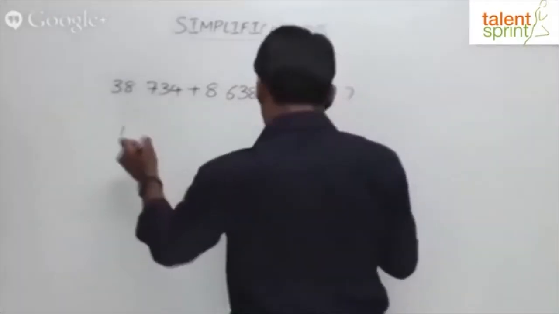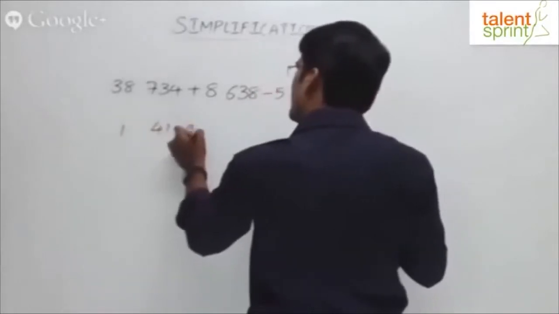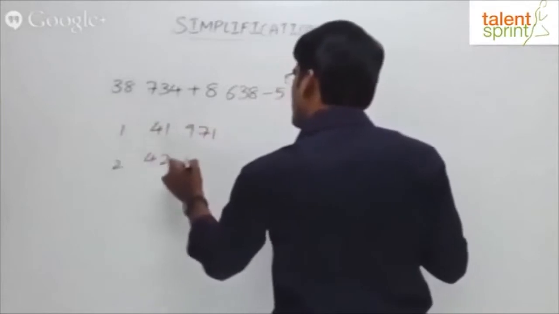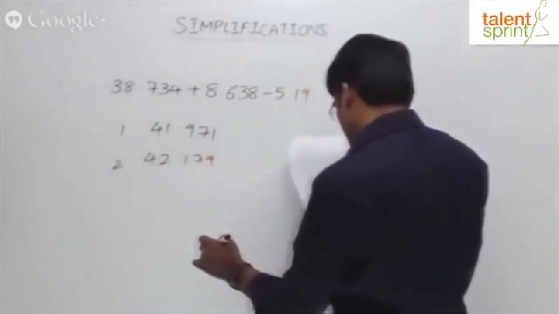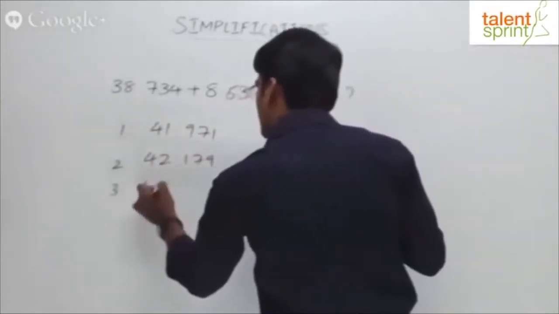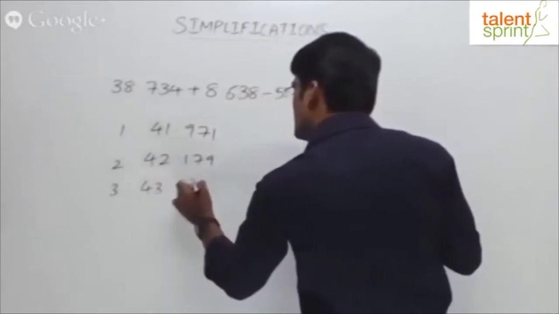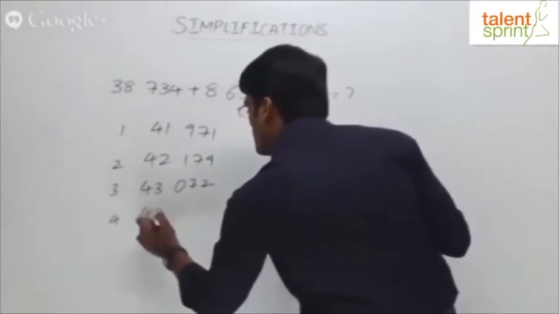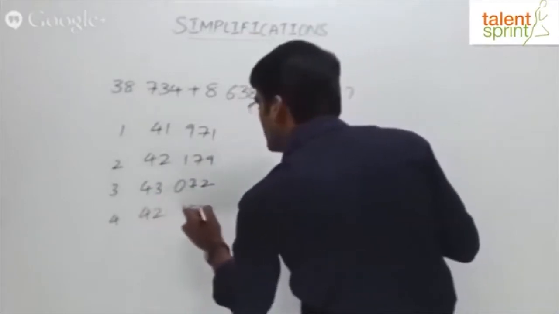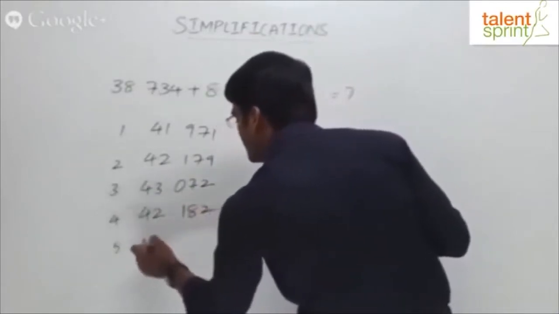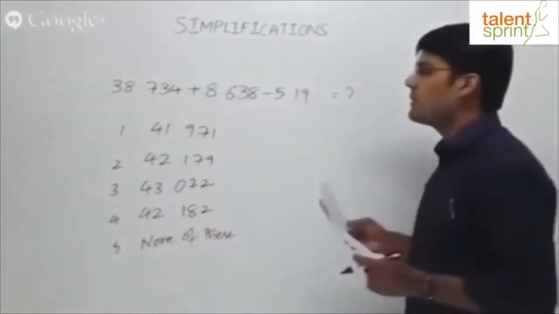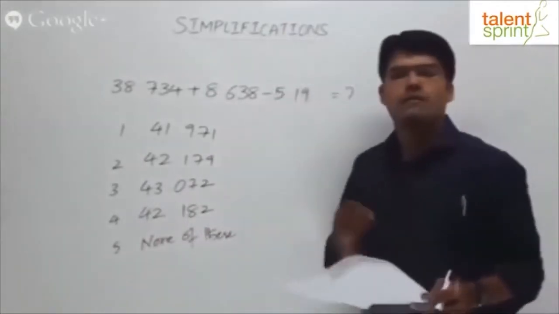And the given options here are 41.971. Second option is 42.179. The third option here is 43.072. Fourth one is 42.182. And the fifth option is none of these. Right? So a simple question on simplifications with the 5 options given to you.